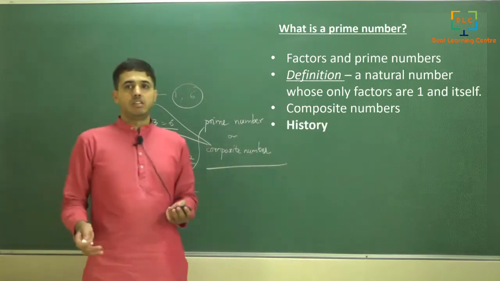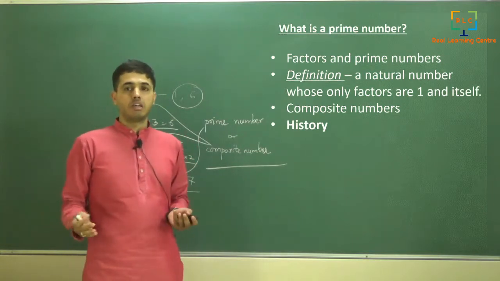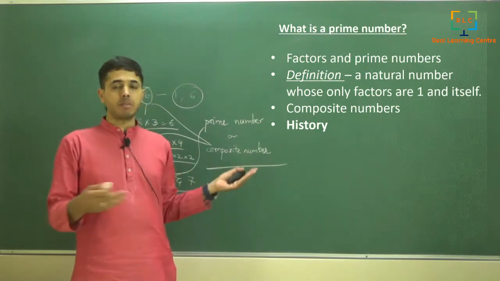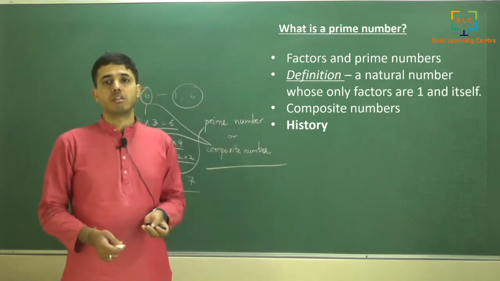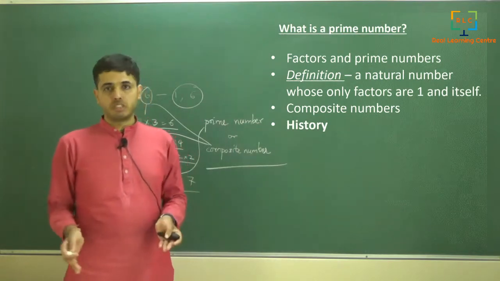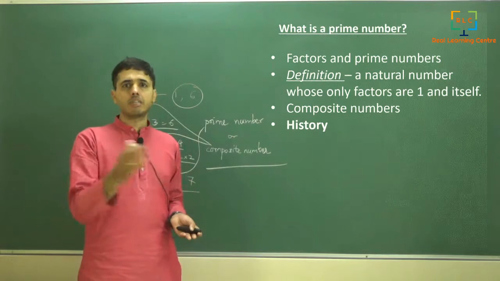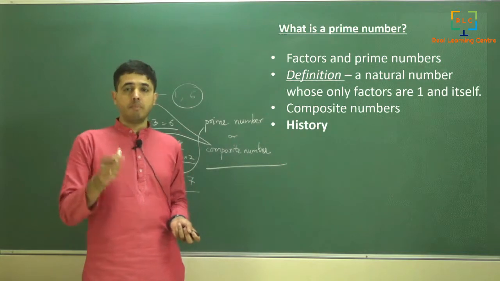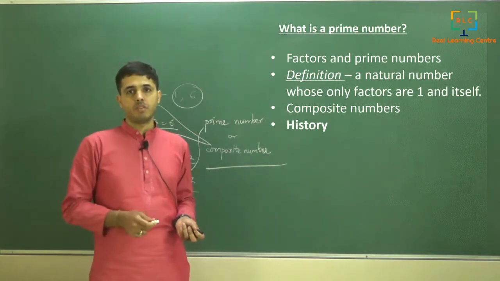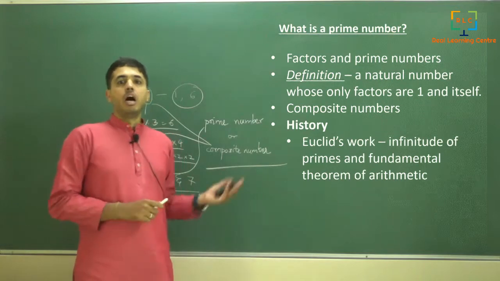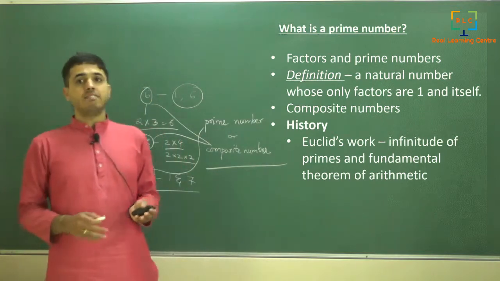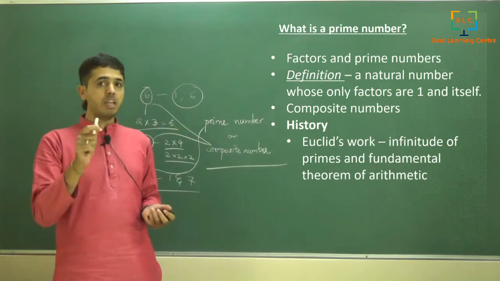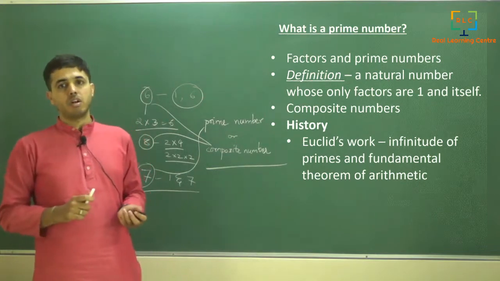Now what is the history? When did people take interest in studying prime numbers? The study of prime numbers dates back ages, and a proper written record of it started around 300 BC with Greek mathematicians. One of the most important mathematicians who worked on prime numbers is Euclid. Euclid worked a lot on prime numbers, and he proved a couple of very fundamental and important theorems on prime numbers.